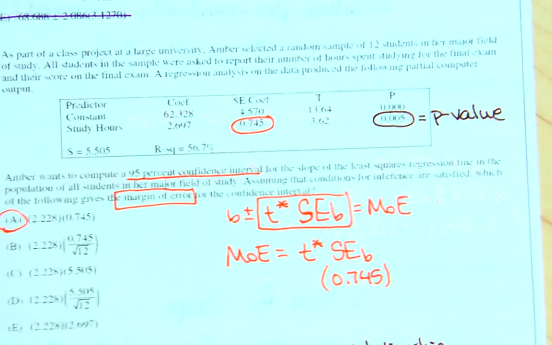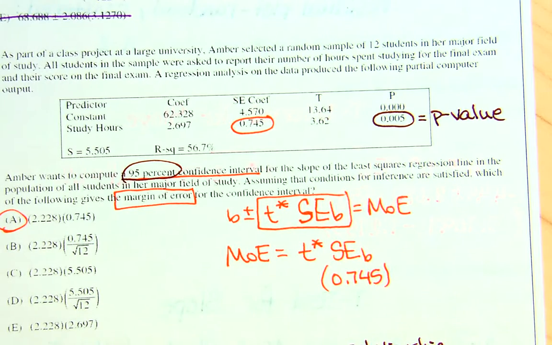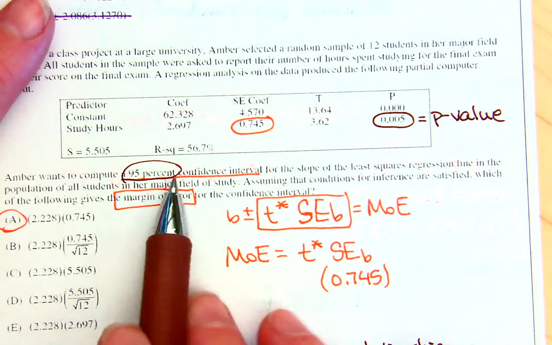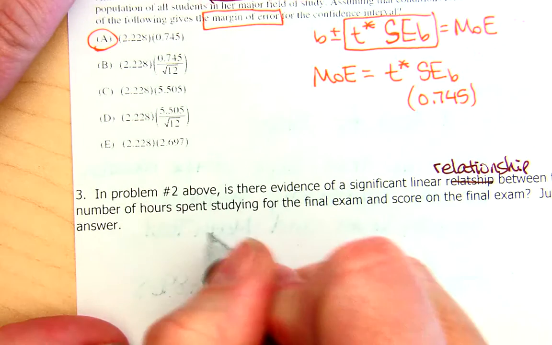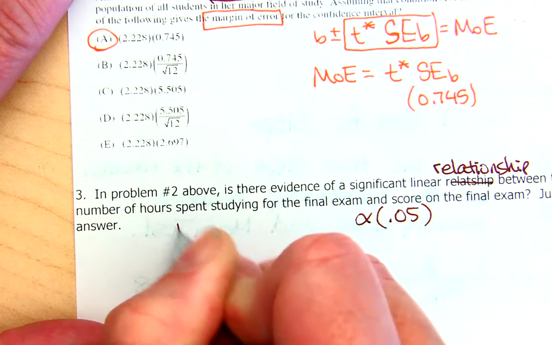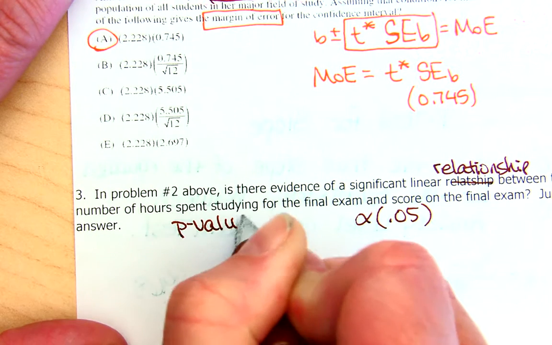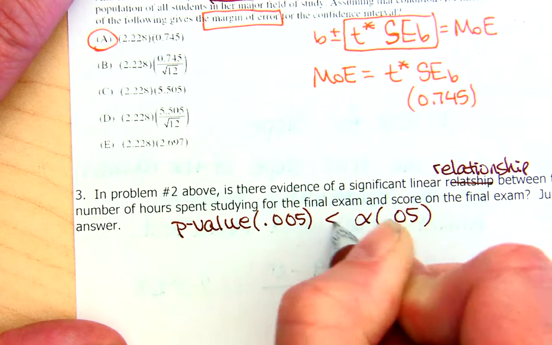So that's going to let me make a decision, because I know it's a 95% confidence level, so that means alpha is what? 0.05. So if 95% is in the interval, then that leaves 5% outside for the error. Okay? So alpha 0.05, or p-value 0.005, so it's less than.